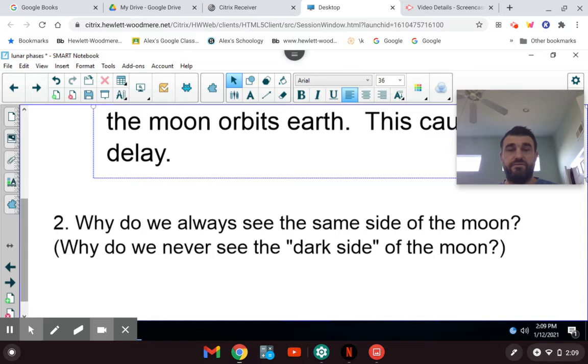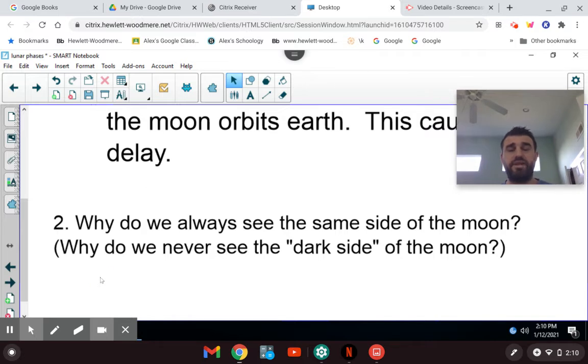Okay? And this confused people for a long time. We used to think that the moon didn't rotate, just causing the same side to face us. But really what's happening is it takes the same time for the moon to rotate as it does to go around Earth. So the moon's kind of locked in place.